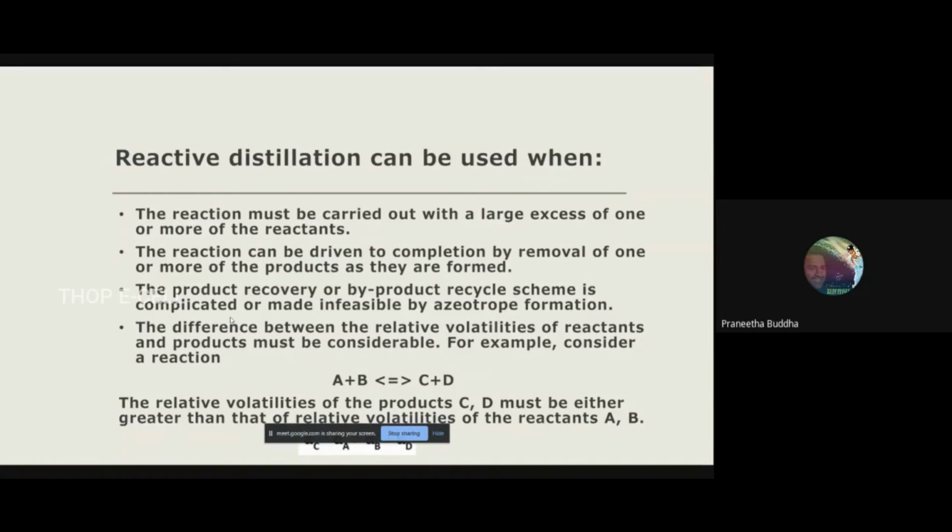Or when the reaction mixture exhibits azeotropism, reactive distillation can provide a means of breaking the azeotropes by altering or eliminating the condition for azeotrope formation in the reaction zone. In the case where the relative volatilities of the reactants or products differ, for example, if we consider a reaction A plus B gives C plus D, if the relative volatilities of C and D are either greater than that of A and B or less than that of A and B, then reactive distillation can be used.